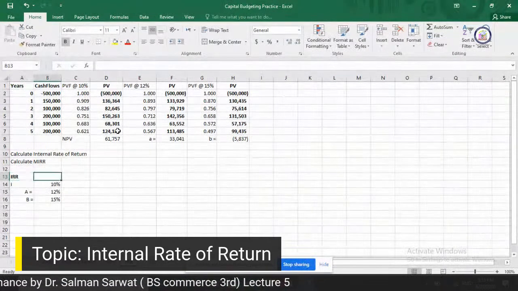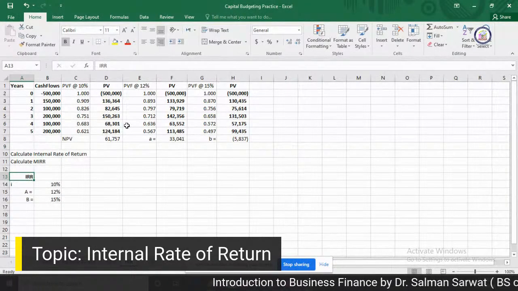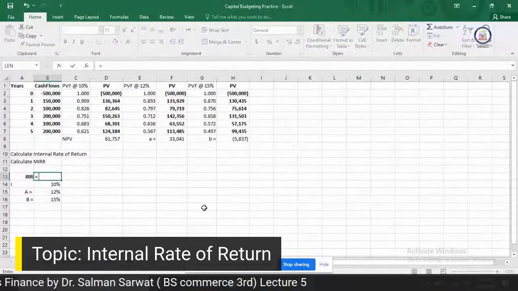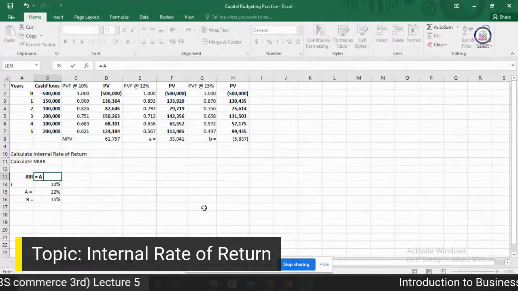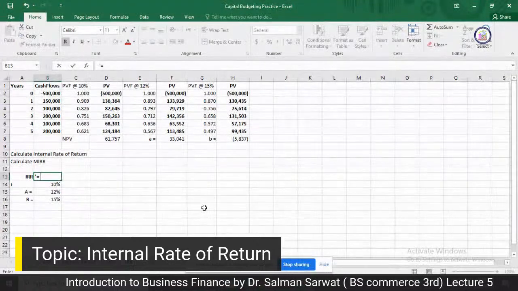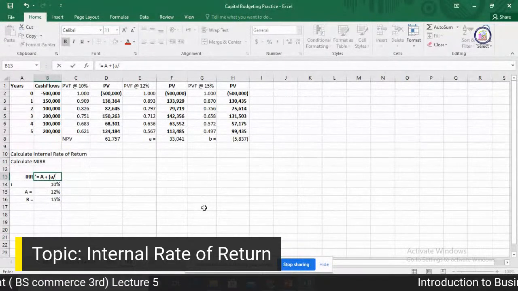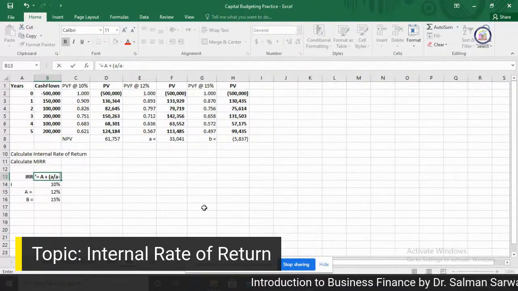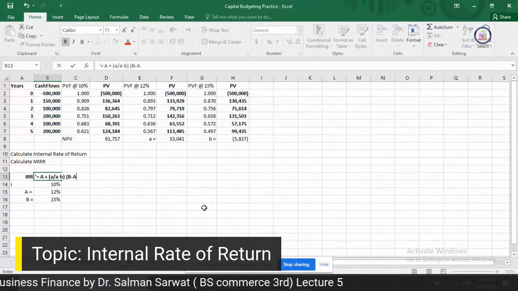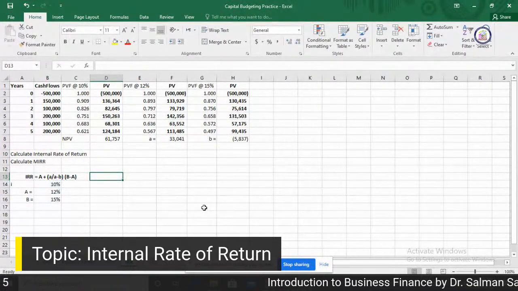So IRR will be equal to A plus A upon A minus B multiplied by capital B minus A. This is the formula, and we will be putting the values in this formula.